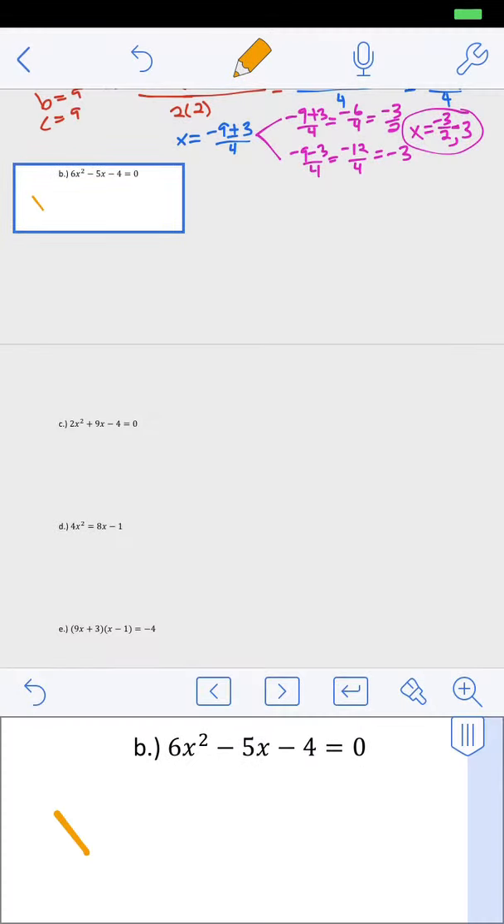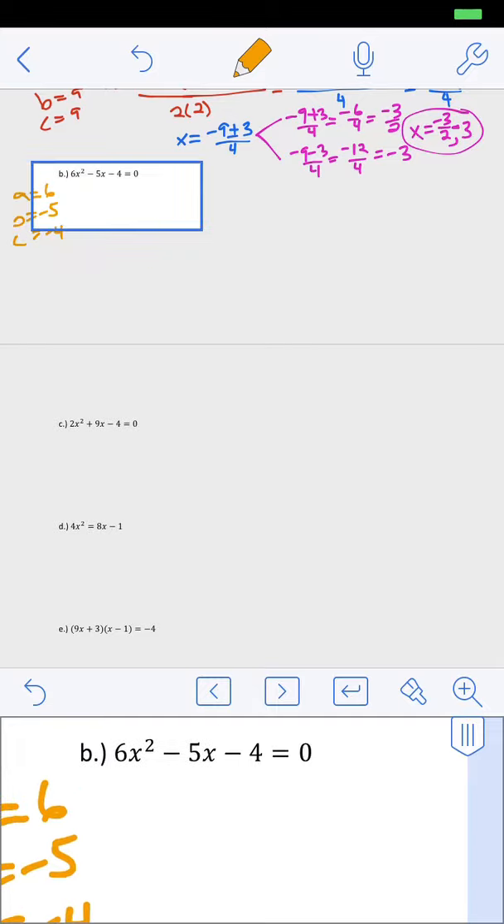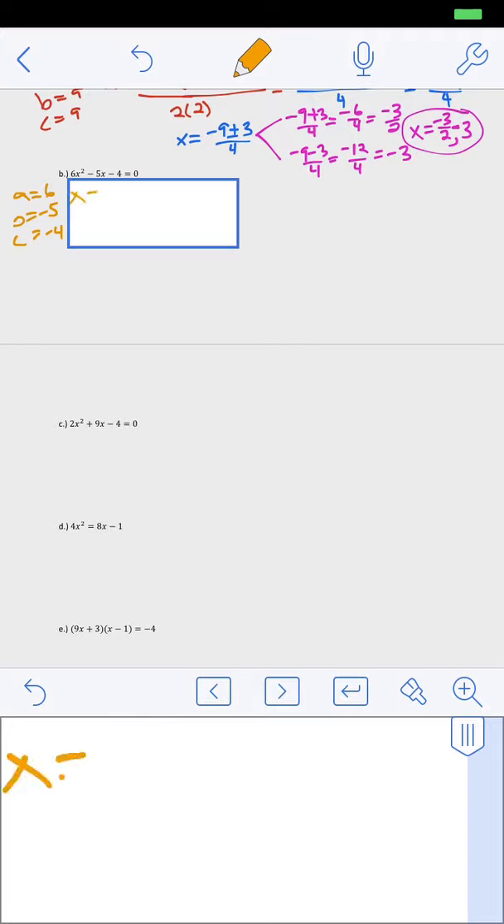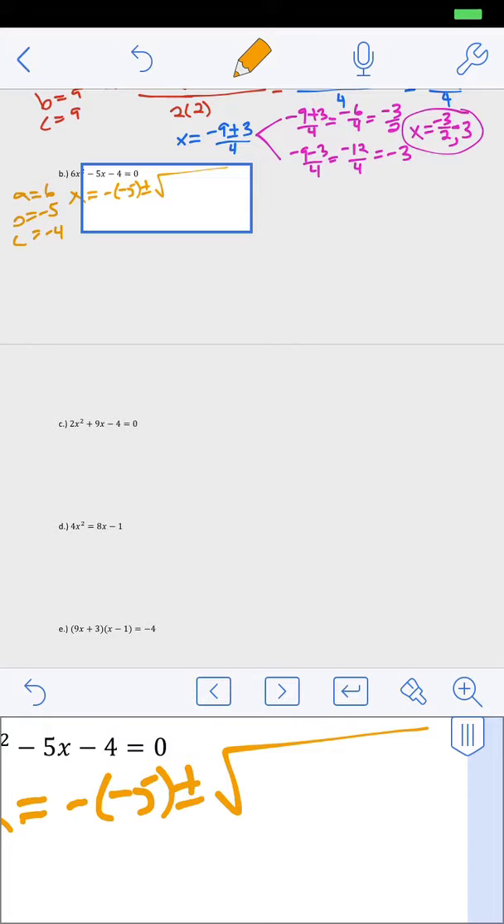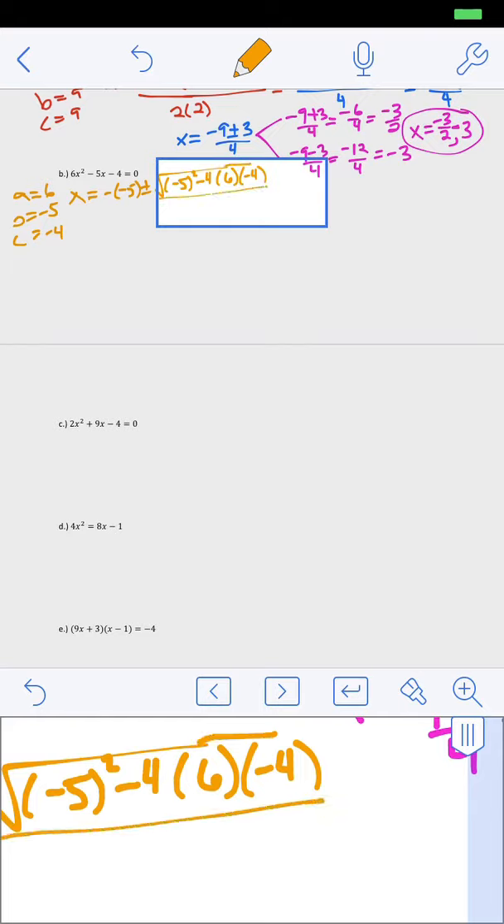So let's identify a, b, and c. A is equal to 6, b is equal to negative 5, and c is equal to negative 4. So I'll say that x is equal to minus b, minus a negative 5, plus or minus the square root of b, which is negative 5, squared minus 4 times a times c, all over 2 times a, which is 6.